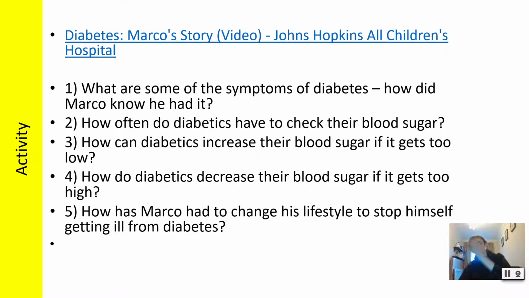And how has Marco had to change his lifestyle to stop himself from getting ill from diabetes? So he was saying about focusing on the amount of treats he's eating, the amount of sugar he's eating, unhealthy foods, and also making sure that he exercised enough. Now, he had something called type 1 diabetes. And for the rest of this lesson, we're going to focus on the two types of diabetes, what they are, and how they can be treated.